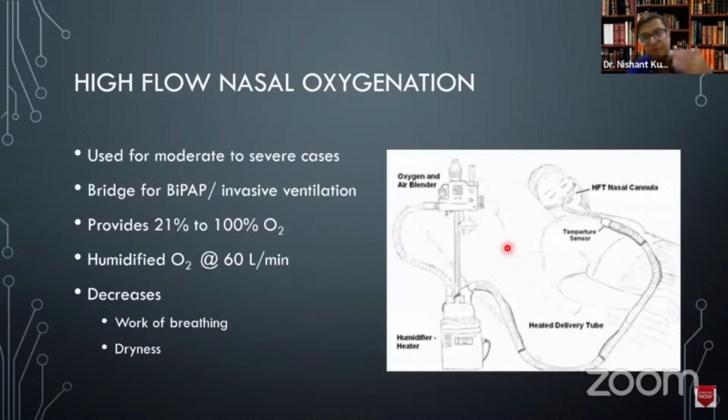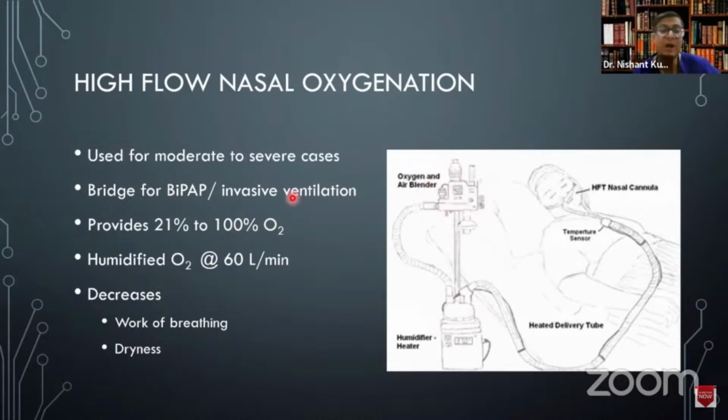This is a bridge between your Venturi and the higher requirement of oxygen, that is your NIV or invasive ventilation. It can provide up to 100% of oxygen. You can precisely regulate the amount of oxygen that you're going to give. So this is a device with a humidifier and a heater. You have an oxygen and an air blender with the controls here.